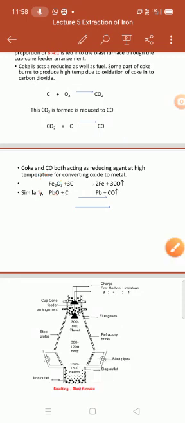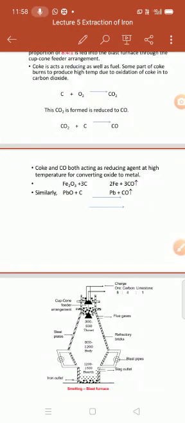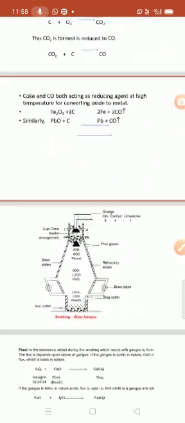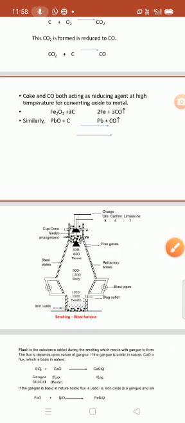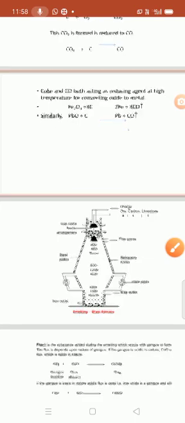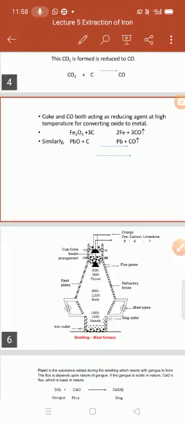PbO reacts with carbon, forming Pb plus CO. All these gases, that is carbon monoxide, carbon dioxide, or any other flue gases, escape from the upper outlet, that is the flue gases.